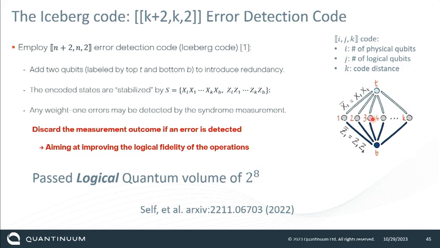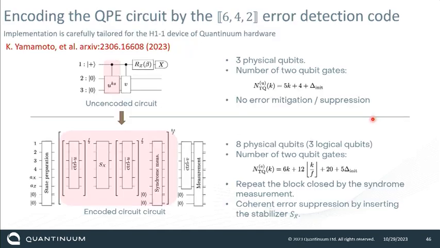Next work I want to highlight is from our group out of the UK. Chris Self and David Amaro looked at this family of codes known as the iceberg code. It's an error detecting code. And what they were able to do is pass a logical quantum volume of 2 to the 8. They did this on our H1-1 device. So great example of logical benchmarking.